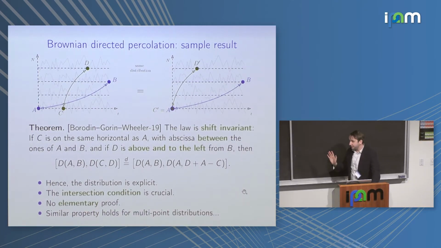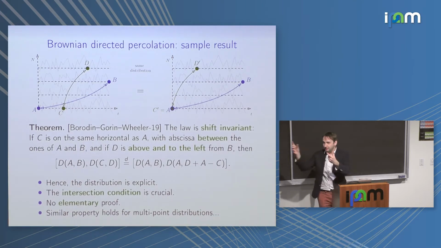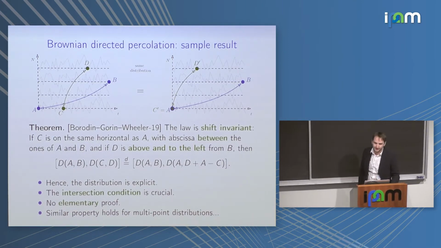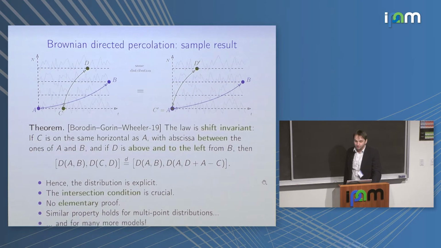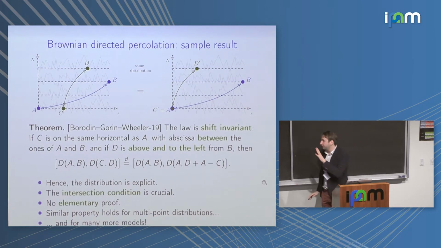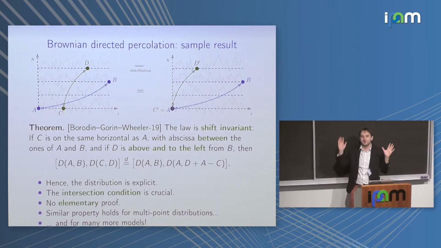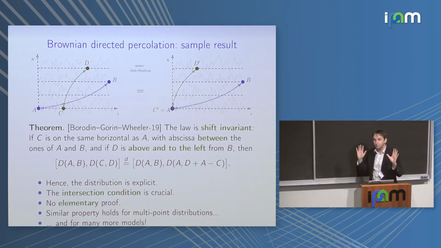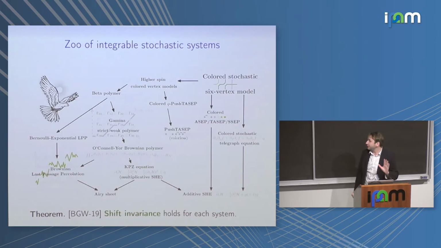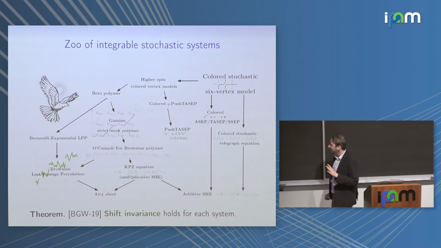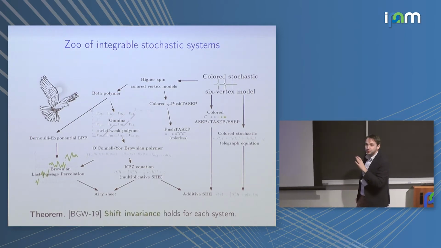A similar property holds for the multi-point distribution. It's not only about moving one pair of points, and I will get to that very soon. And moreover, it turns out that that's not just a property of this Brownian model. Instead, that's a property which holds in wide generality. There is some symmetry. And now I'm going to explain to you what kind of other models still have a similar property. There is a chart of models which appeared in our text for which we can prove something.